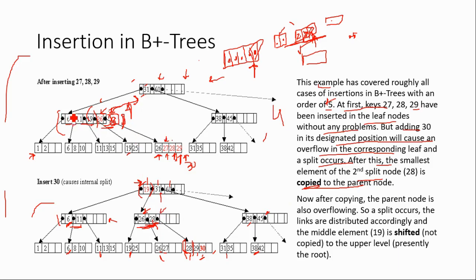Initially there were 4 nodes and 28 was added, so there are 5 nodes, but that also produces an overflow. Now the overflow is in an internal node, so here also a split occurs, the keys are distributed accordingly, and the middle element 19 is shifted, not copied, to the upper level. So in this case we have performed the split, but we have not copied the middle element. We have straight away shifted the middle element to the top. So this is how we have performed this.